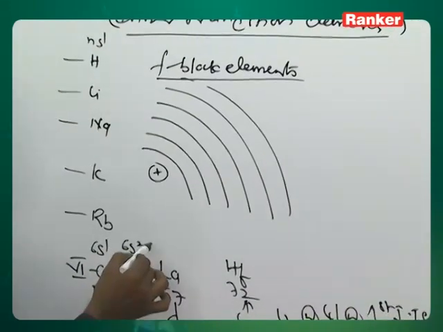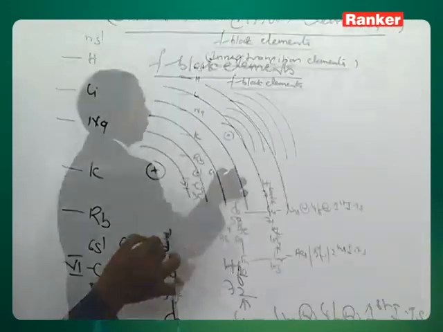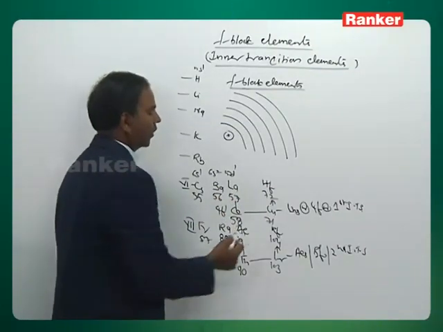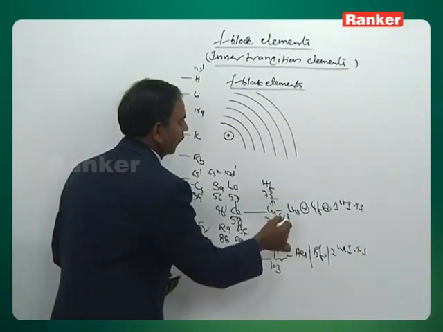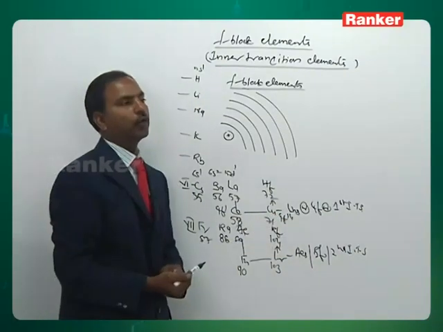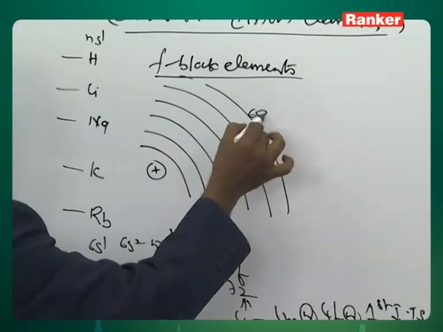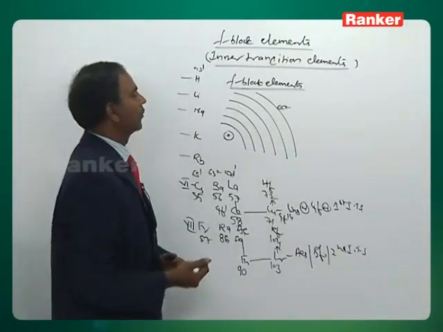After 6s2, this will be 5d1. After 5d1, this is coming to be 4f1, and this is coming to be 4f14. 4f1 to 4f14. Let me write now. This is what? 6s1 and 6s2 valence shell electronic configuration.